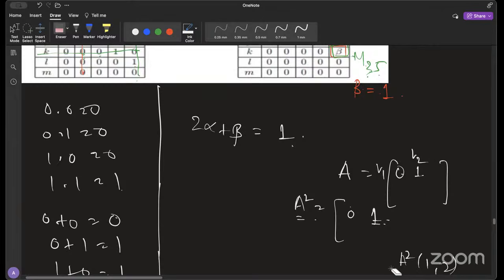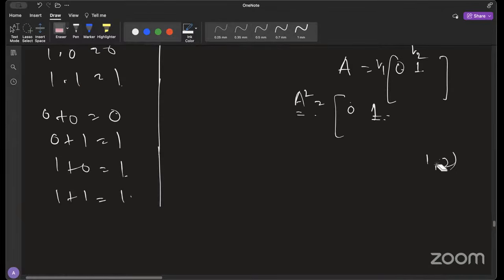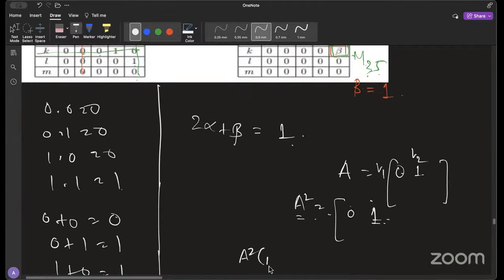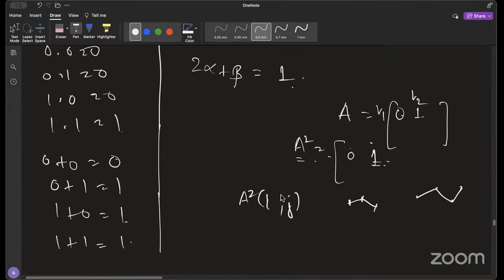This is all about having a path. A square is about having a path of order 2 from V1 to V2. If you have A square ij, this means having a path of length 2. This is a path of length 2, and this is a path of length 3. Ma'am, does this mean exactly length 2 or at most length 2? This is exactly 2. Do you have a path of length 2 from i to j? If you have it, you write 1. If you don't have it, you write 0.